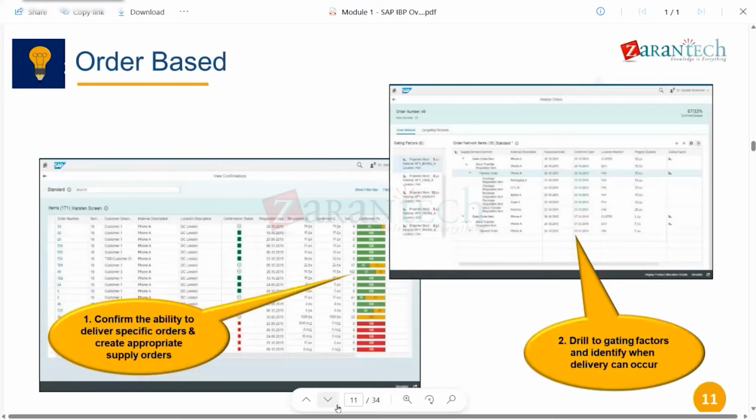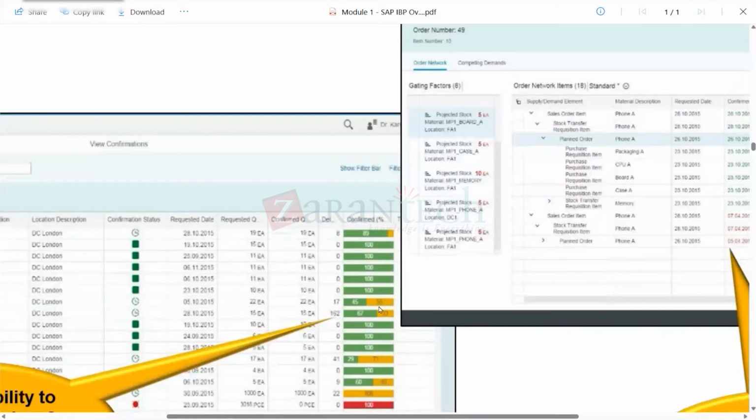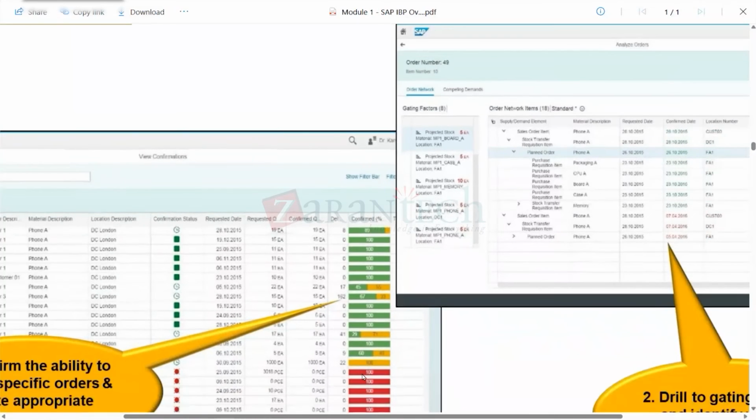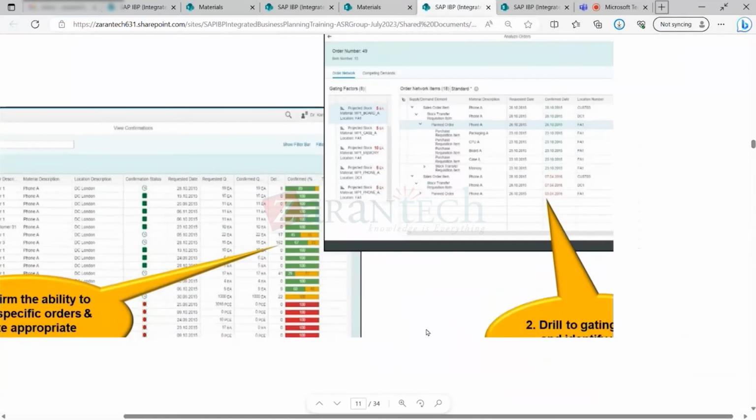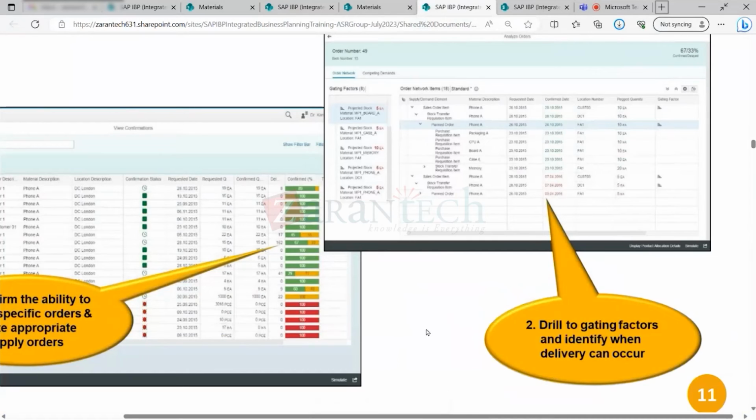Moving on to the next slide. This is order-based confirmation. Based on the supply plan availability, the system or IBP confirms the order. To a certain extent, you see some orders are partially confirmed because the supply plan is only partially available. For example, in this case only 45% is confirmed, whereas 55% is unconfirmed because the products are not ready. For the red marks, 100% of the products are not confirmed because there is some issue with the availability of the product.